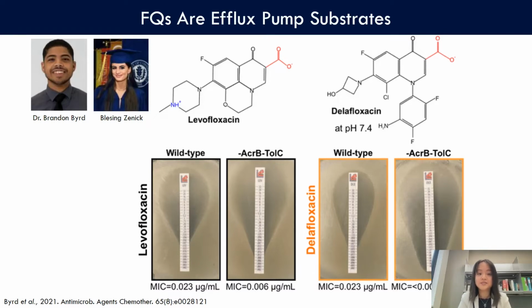So we then asked, because these drugs are substrates of this pump, how does loss of genes encoding the pump components affect persistence of the mutants when they're treated with these drugs when they're in a slow or non-growing state?